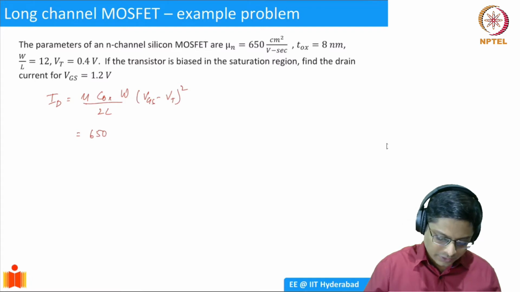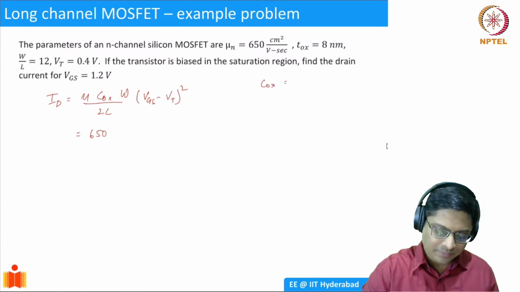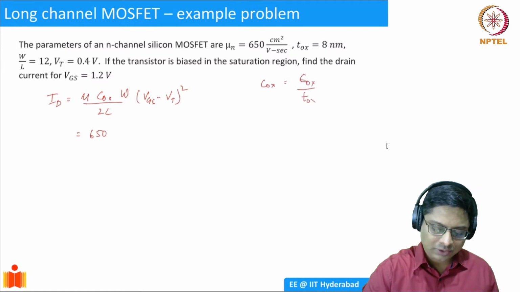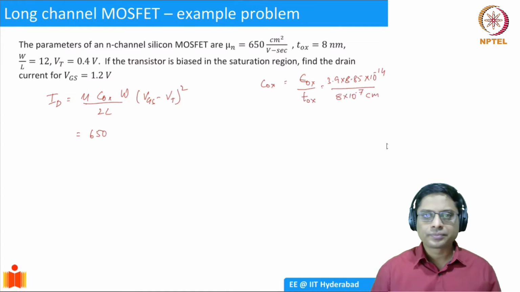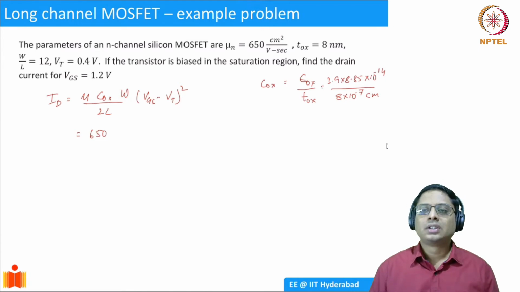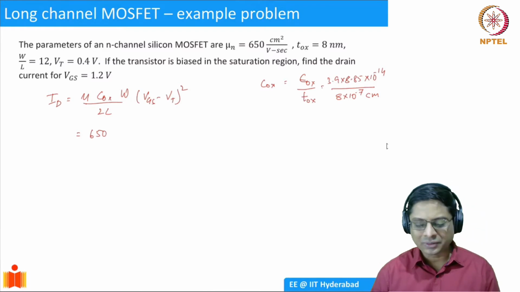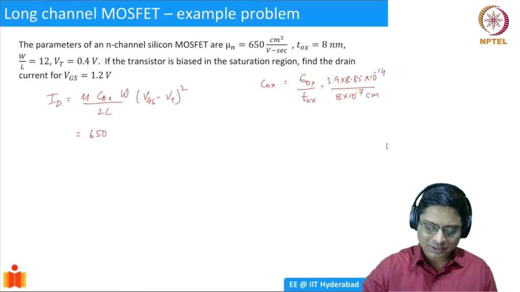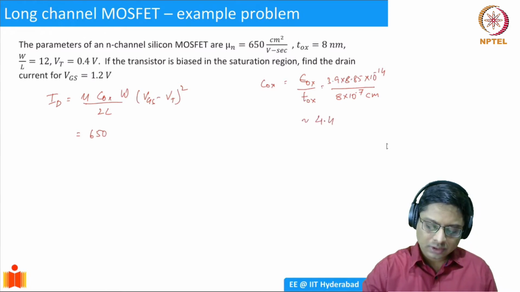centimeter square per volt second into Cox. What is Cox? We did it for the MOS caps. This will be epsilon oxide divided by thickness of the oxide. This will be 3.9 into 8.85 times 10 power minus 14 divided by Tox, which is 8 nanometers, so 8 into 10 power minus 7 centimeters. I can calculate this. I can say that 3.9 is approximately equal to 4. So 4 divided by 8, so 2. So that will be approximately equal to 4.4 into 10 power minus 7 farad per centimeter square.